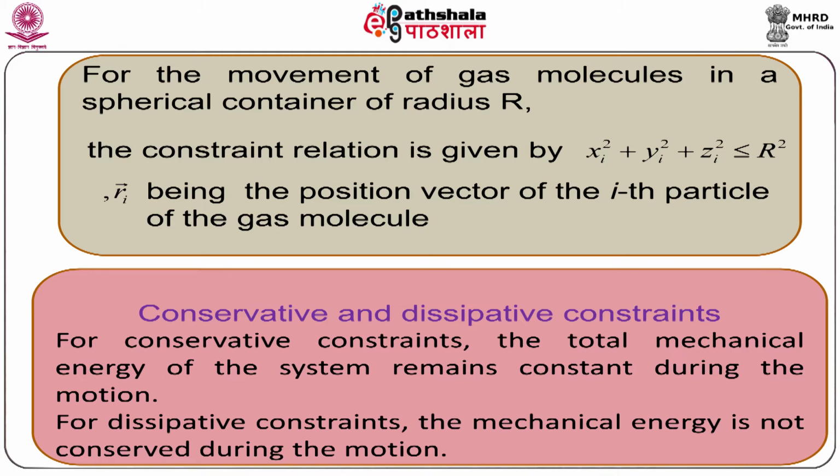Consider the example of movement of gas molecules in a spherical container of radius capital R. Gas molecules are constrained by the walls of the spherical container to move only within the container. If r_i vector be the position vector of the ith particle of the gas molecule, then the constraint relation is given by x_i square plus y_i square plus z_i square less or equal to capital R square. Origin is at the center of the sphere. Here the constraint is non-holonomic as the constraint relation is expressed as an inequality.